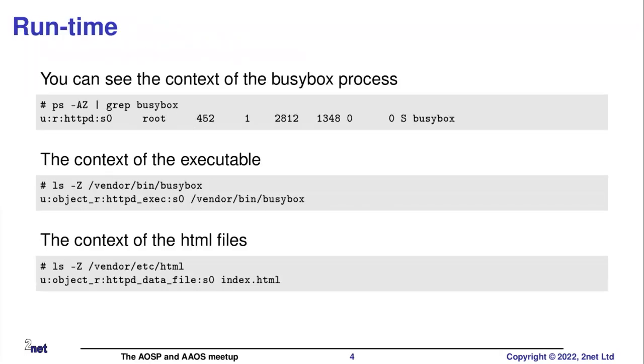So first of all, you can see all this stuff at runtime. With the -Z option to ps, we can see that the BusyBox executable has been labeled with the context HTTPD, so it is indeed a HTTP daemon. And we can also see the results of the file contexts. So we can see that we have labeled vendor bin BusyBox. That's now a HTTPD exec. And if we look in the HTML directory, we can see that there's a HTML file there, and that's been labeled as a HTTPD data file.